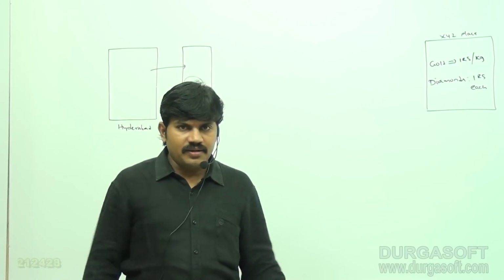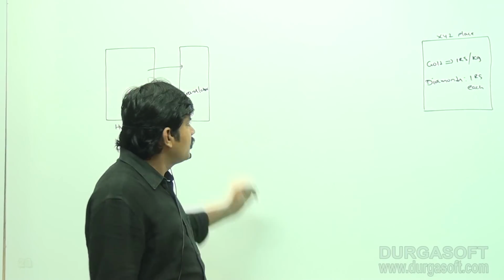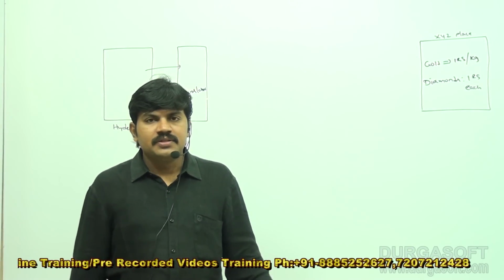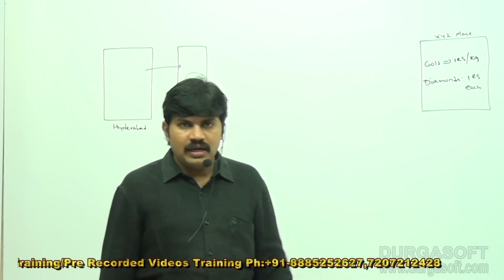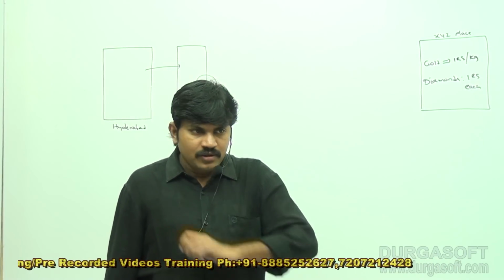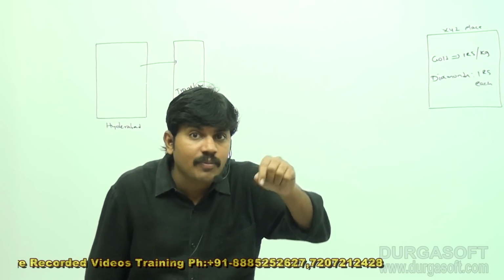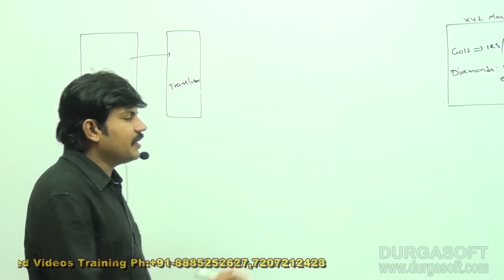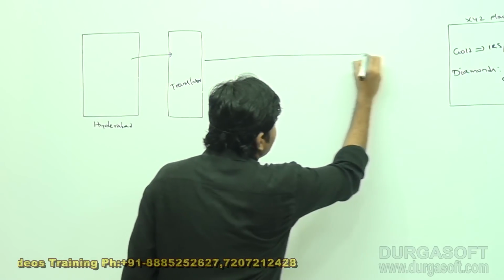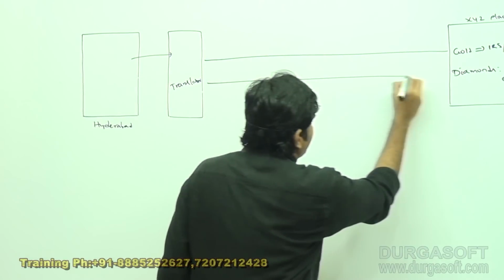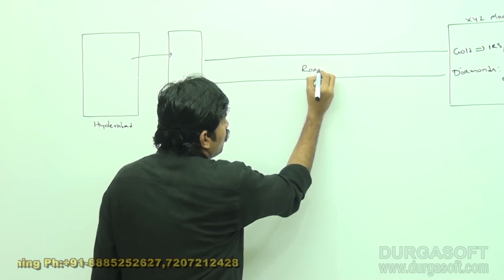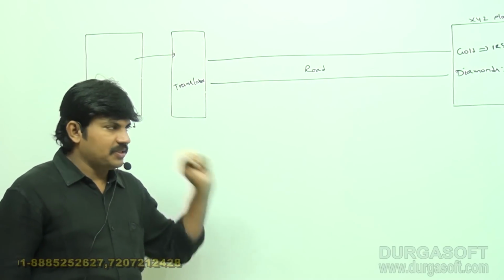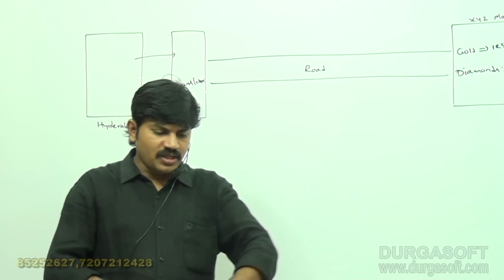After having the translator, now I have to think about how to reach that place. What is the connectivity to that place? Is there a road, or train facilities, or flight facilities available? I have to think about connectivity. Assume connectivity is currently not there. Then I have to build a road to reach that place. Next, the road is also ready.